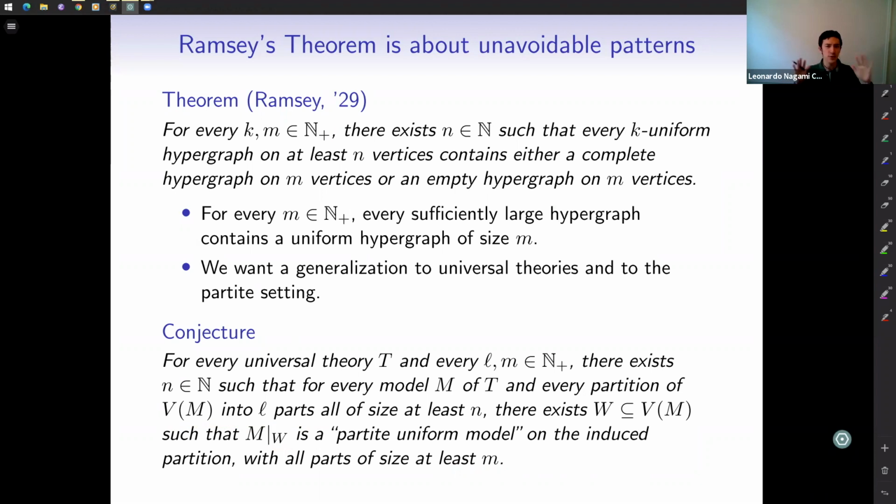Is everyone clear about what the appearance of the theorem is?